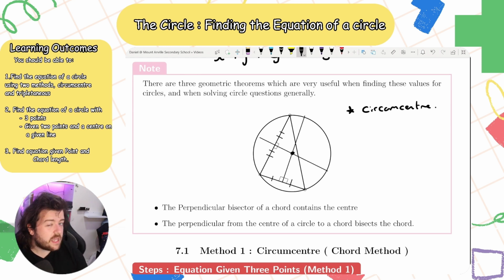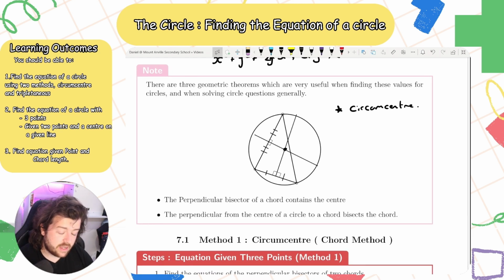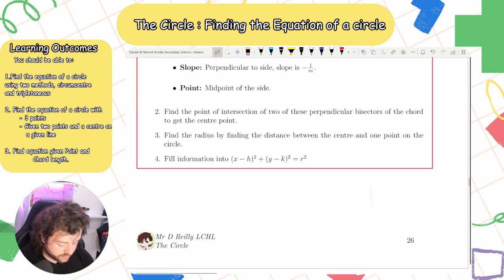Sometimes it's actually easier to do it geometrically. What you do is get your 3 points, find the equation of the perpendicular bisector between 2 points, and do it for the other side, then solve them simultaneously. Then you'll have your center point, and that will help you find the equation of your circle.